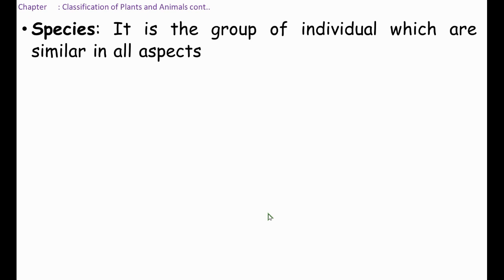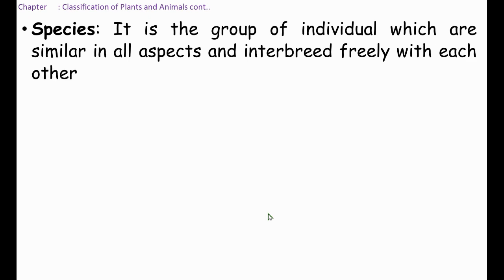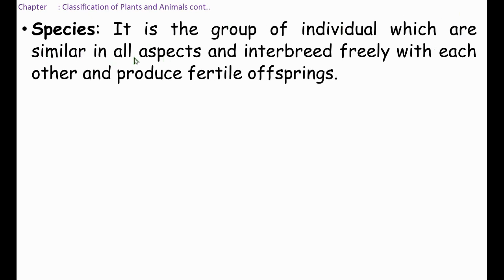Now I am going to discuss the 7 taxonomic categories. The first one is the species. It is a group of individuals which are similar in all aspects. For example, human beings are a species. They are similar in all aspects, not just some aspects.